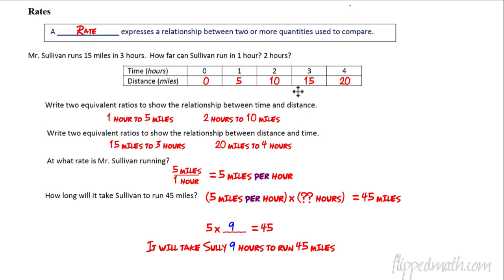Now, another way you could have figured this out is continuing this table, right? You'd have to go all the way out to 9. That's, I don't know, it's not too far, but sometimes they'll give you questions that are pretty far. So you're just going to want to take that 5 miles per hour and then figure out what you multiply by to get to 45. And that's basically it. We're going to get used to the terminology and the words for ratios and rates.